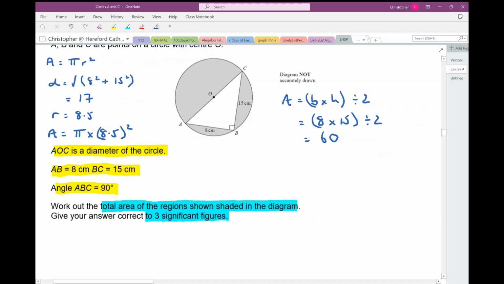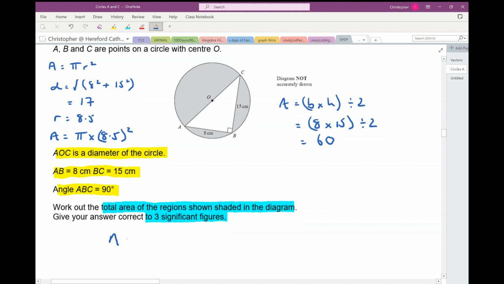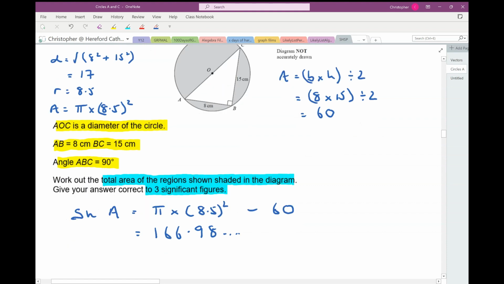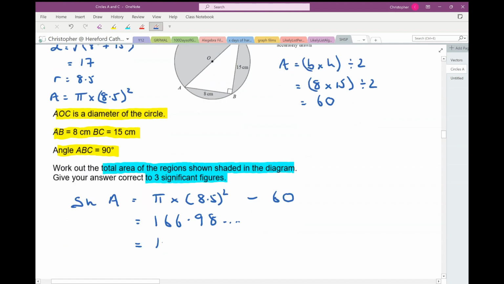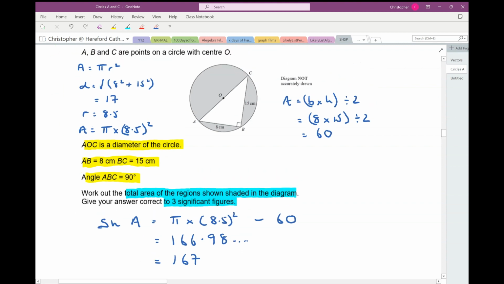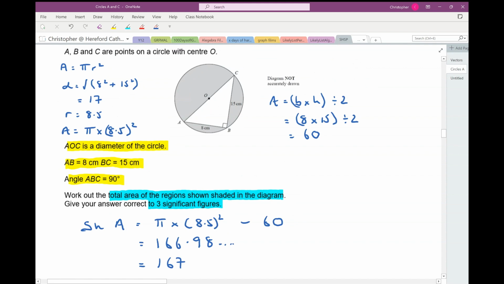So the shaded area is going to be the area of the circle. Of course, you could have worked that out on your calculator, but I haven't bothered to do that yet. Take away the area of the triangle. Now if I put that into my calculator, carefully, I get the answer 166.98 with many more digits. Shown to 3 significant figures, that's 167 square centimeters, which is my answer for that question.